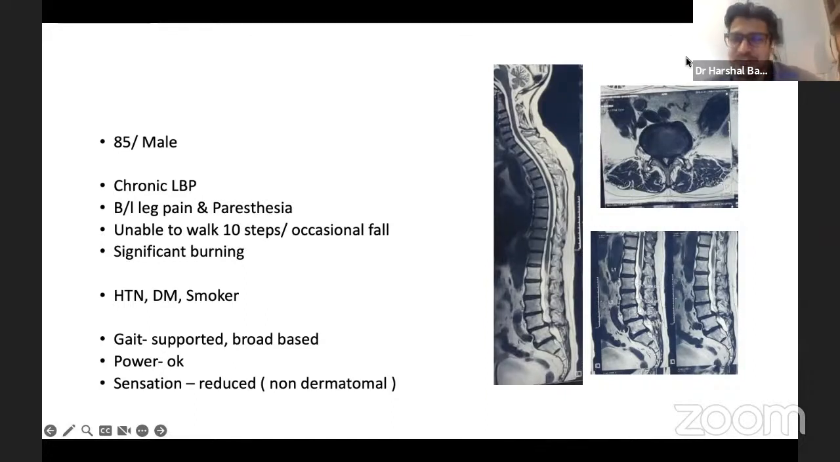This is an 85-year-old gentleman with chronic low back pain, bilateral leg pain and paresthesias, unable to walk 10 steps for the last 3 months, with a history of occasional falls. There's significant burning in both feet. He's hypertensive, diabetic, a smoker. Gait is supported and broad-based. There's no motor deficit, and sensation is reduced bilaterally in the leg and foot, non-dermatomal. This is the MRI he comes to you with. Would anyone want to take this up? What would they do next?